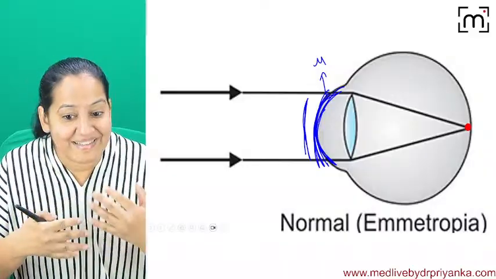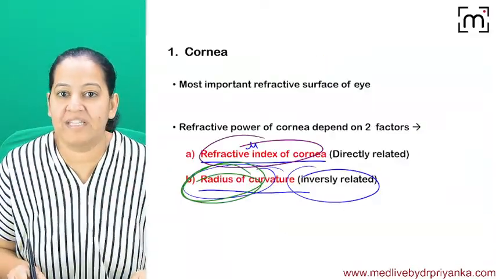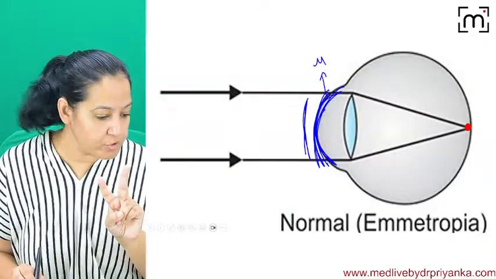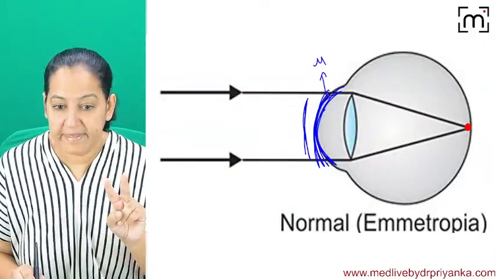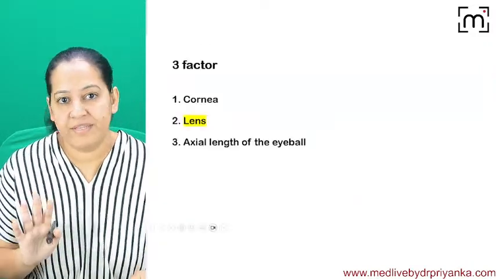So the more the density, the more the convergence power. The less the density, the less the convergence power. So it's directly related, the mu. So for the cornea, we need two things. What two things in the cornea? Number one, its radius of curvature. Number two, its mu. So that is regarding the cornea.